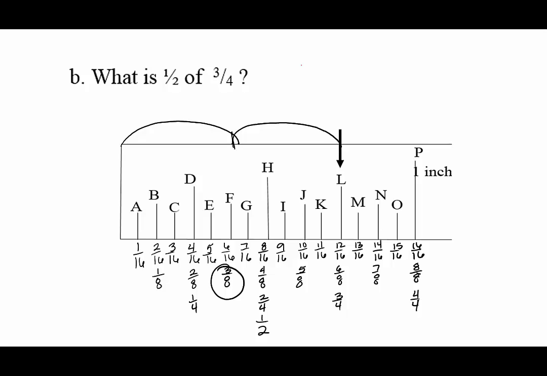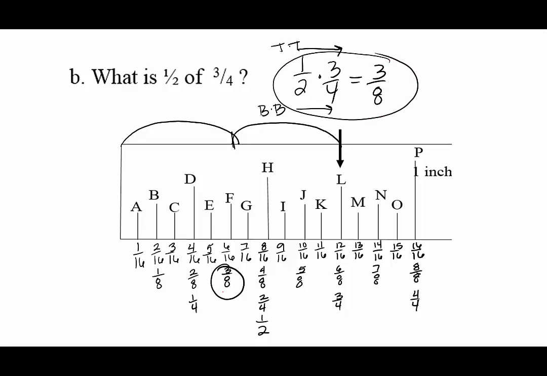So now let's look at the math procedure. 1/2 times 3/4 is 3/8. And we know that when you multiply fractions, you multiply top times top and bottom times bottom. So our procedure agrees with what we got by looking at the fraction ruler.